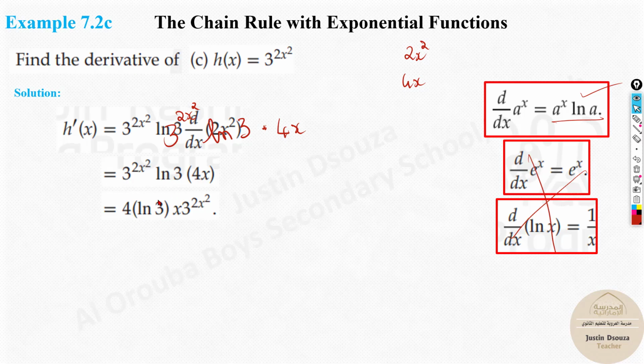Okay, now I'll just tell you what has happened over here. Now don't forget, see, all the values over here. See, 3 to the power 2x squared is there, ln 3 is there, 4 is there, x is there.